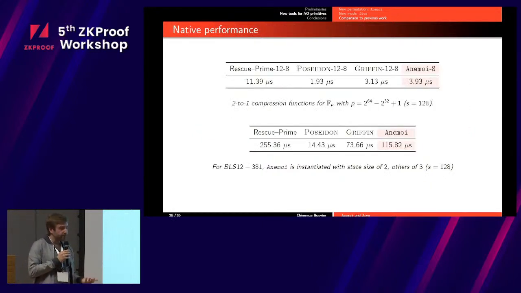Regarding the native performances, for Poseidon we only need to perform low degree exponentiation. Low degree exponentiation costs 100 times less than high degree exponentiation. It's for this reason that for Poseidon we have a relatively small CPU time compared to the others. For Rescue Prime, we've got to make a high degree exponentiation on each element of the state, so we've got this time. For Anemoi, it's only on half, and for Griffin, it's only on one element of the state per round.